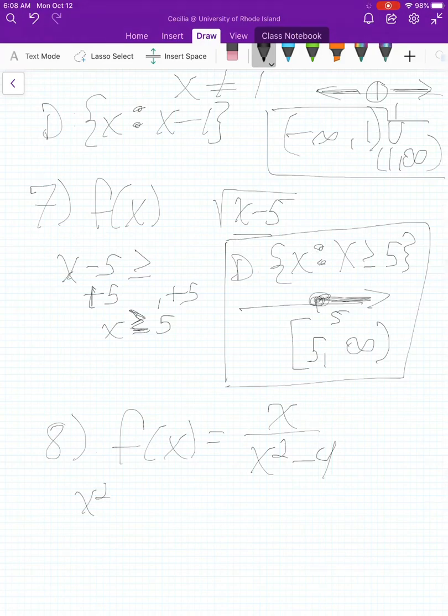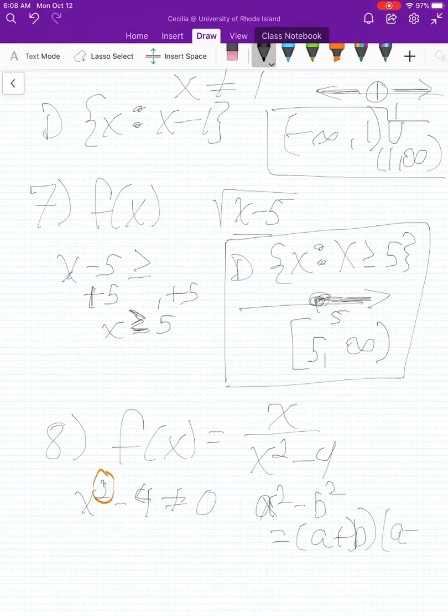So we know that x squared minus 4 cannot equal 0. We're going to address this in the same way that we solve for the roots or find the zeros of an equation. Because of this exponent of 2, we're going to have to factor. So we can either use the quadratic formula, or we can remember that anytime you see a squared minus b squared, this is always a plus b times a minus b.